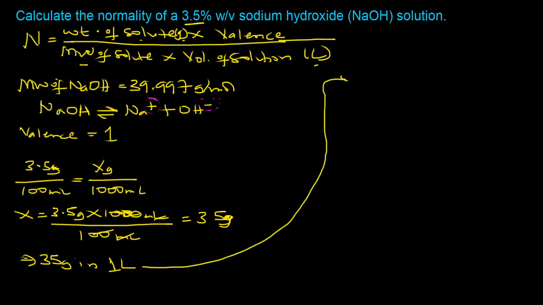the original equation, which is this equation right here, and our normality is going to be equal to weight of solute in grams per liter. So that will be this information, 35 grams times the valence, which is 1, divided by the molecular weight, which is 39.997, times the volume, which is 1 liter.